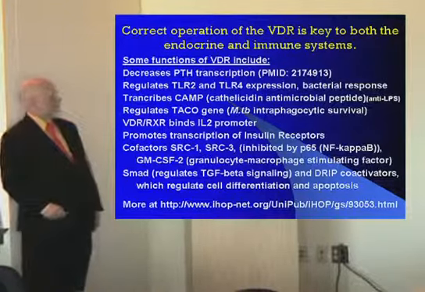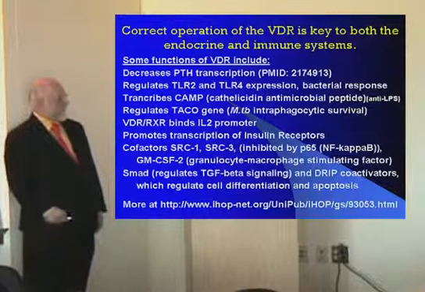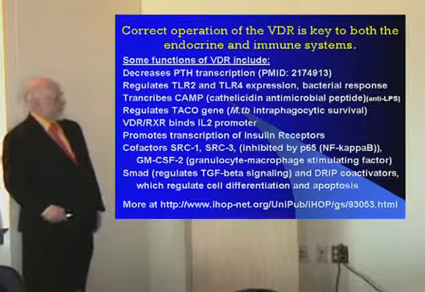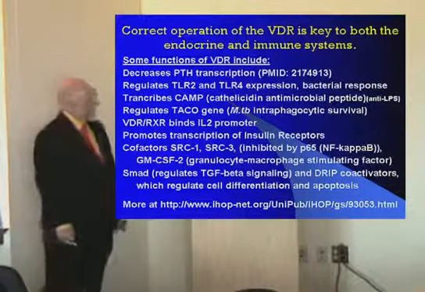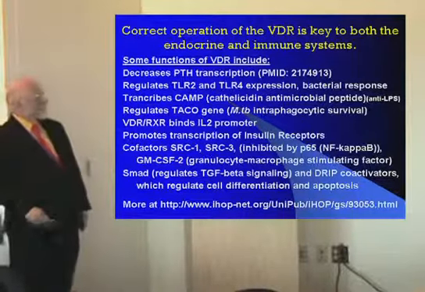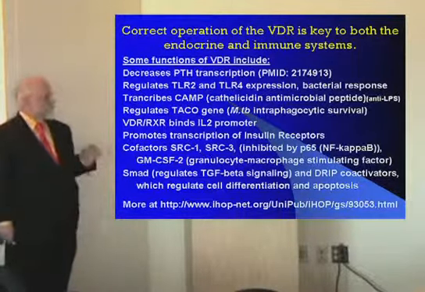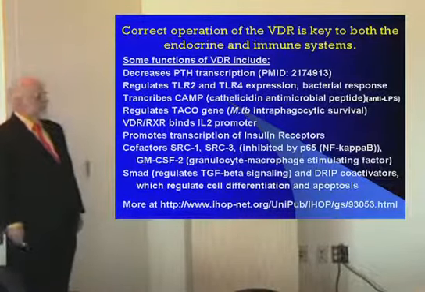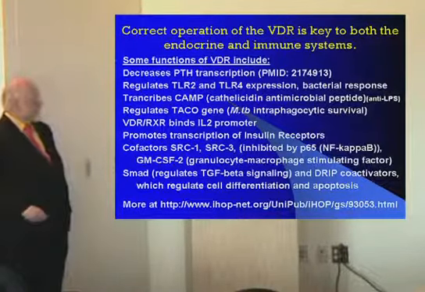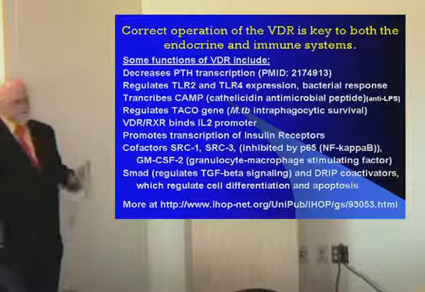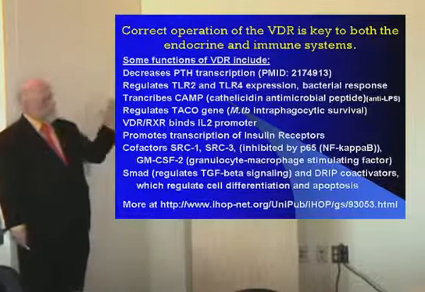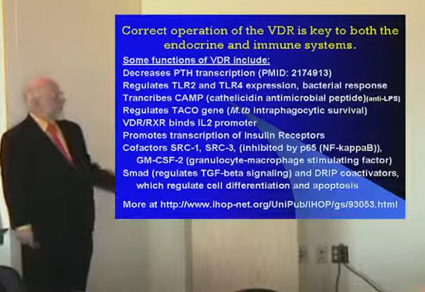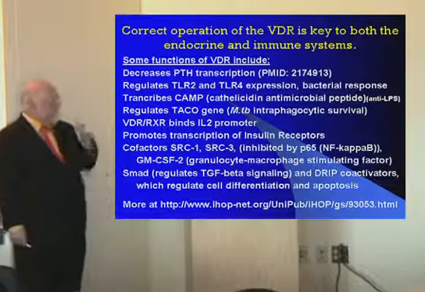It regulates TGF-beta signaling and DRIP coactivators. DRIP is D-receptor interactive protein, so a creative name, I think, but DRIP coactivators, all of which regulate cell differentiation and apoptosis. And there's a URL there of a search engine which will specifically search for citations on the VDR if any of you are interested in looking further.